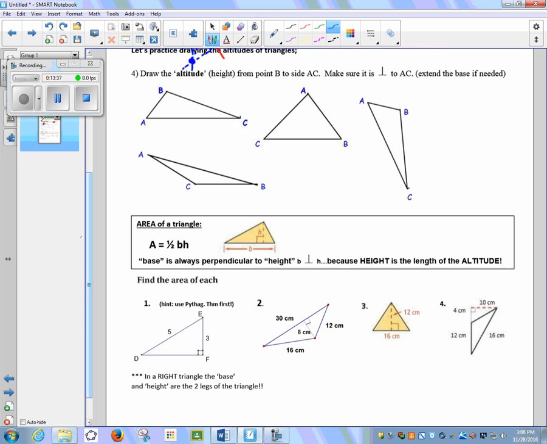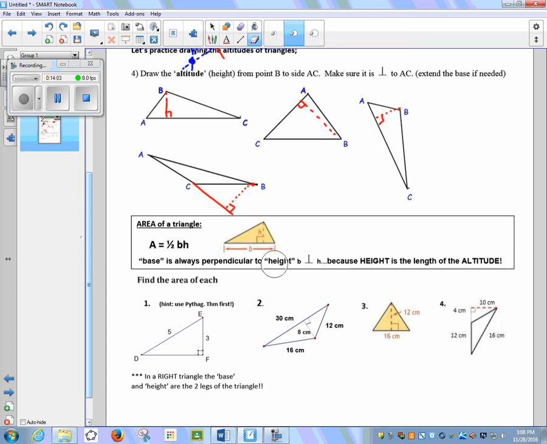Okay, so from point B to AC would be here. B to AC would be there. B to AC would be there. But here, B to AC, you would have to extend AC and make the altitude right out here.